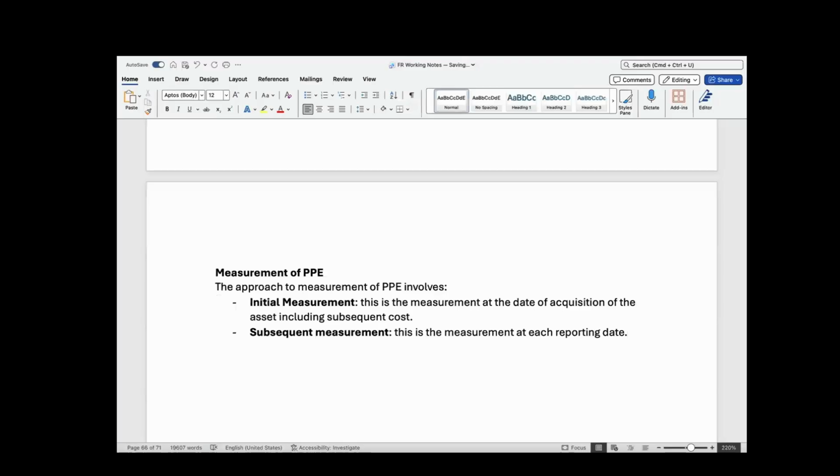So let's discuss these two. The first one is initial measurement, which is the measurement at the date you acquired the asset. So an item of PPE is initially measured at cost. That's how you measure an item of PPE. It's as simple as that.